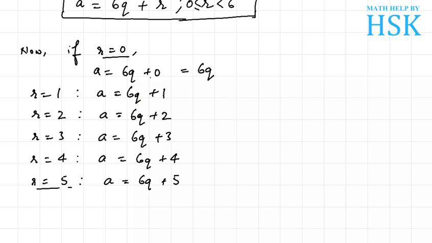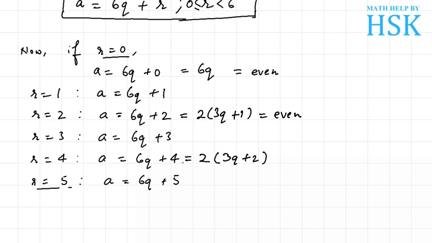Okay. Now we see here that a is equal to 6q and r is equal to 0. So this gives me an even number. Similarly, a is equal to 6q plus 2 can be written as 2 times (3q plus 1). So this number is divisible by 2, so this is again an even number. And similarly, when r is equal to 4, we can take 2 common here. So we can write this as 2 times (3q plus 2). So this number 6q plus 4 can be divided by 2. So it is an even number.